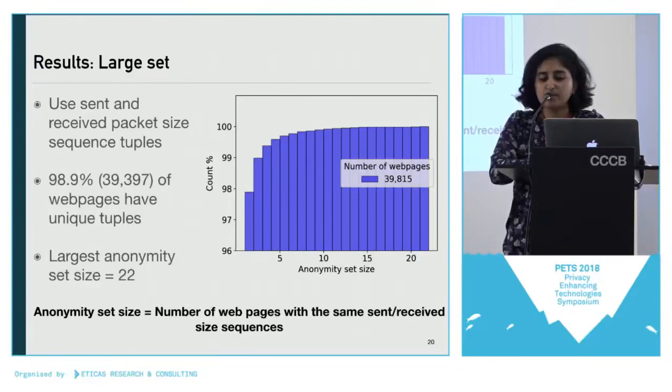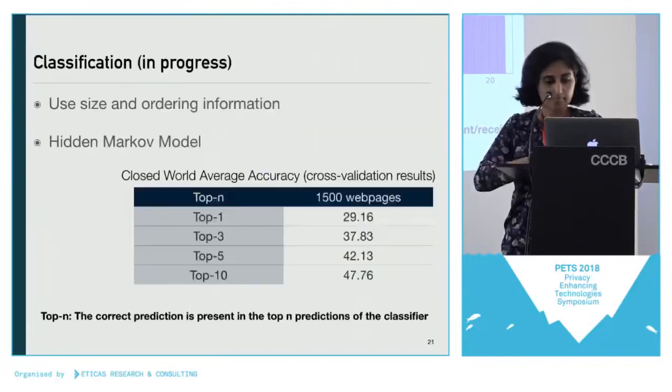For this, I have a much smaller set of web pages because these experiments are relatively recent and they are also more time consuming. And what we found was that 98.9% of the web pages actually have unique tuples and can be individually identified. And the largest anonymity set size is only 22.